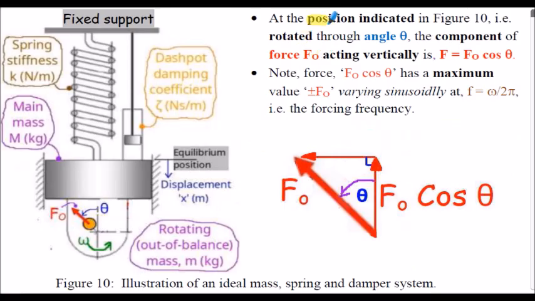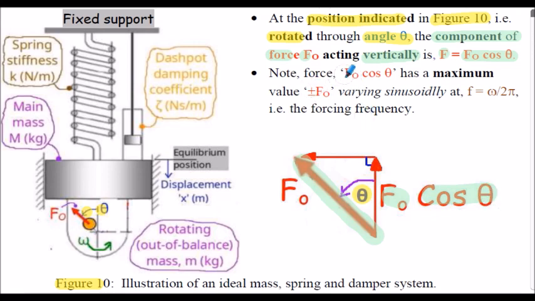So at the position indicated in figure 10 and shown here, the component of the force F0 that acts vertically, don't forget the movement is constrained to vertical motion only, is F equals F0 cos theta. That's shown in the diagram here. For the F0 applied at this particular instance, this angle theta, the vertical component of F0 would be F0 multiplied by cos of angle theta.